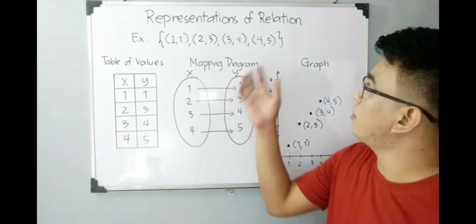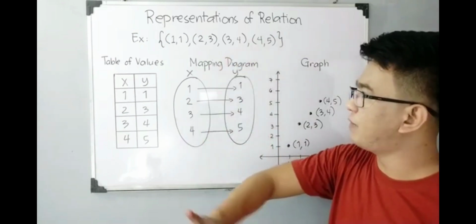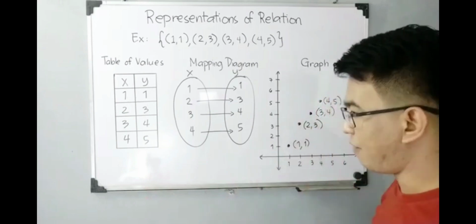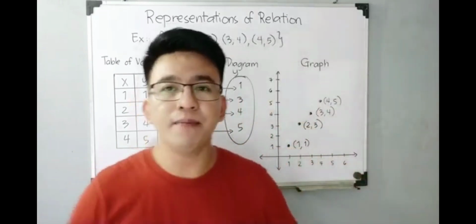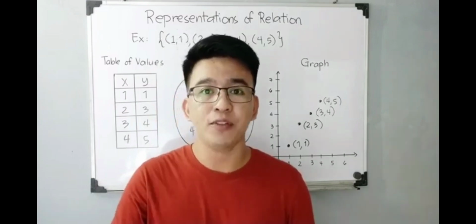So this is how you represent relations, guys. We have the set of ordered pairs, table of values, mapping diagram, and graph. So in the next part of our video, I'll be giving you the definition of function and examples of it.